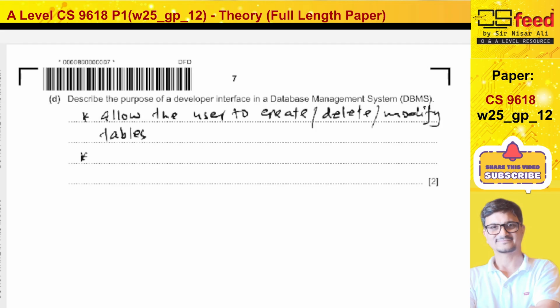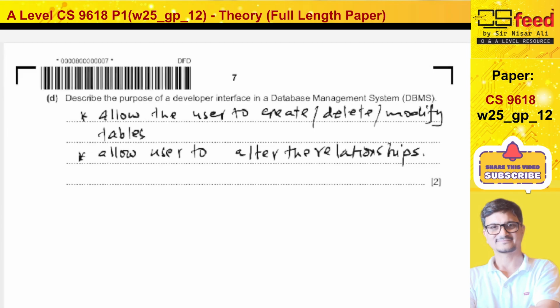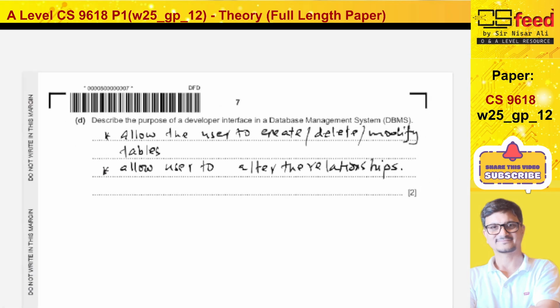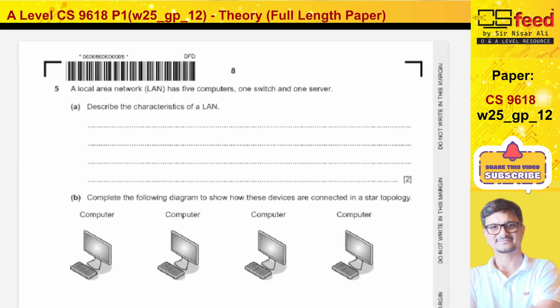And then allow the user to enter the relationships. So these kinds of things we can do. Alter or set up the relationships. Allow the user to design a report, to add a menu, to inspect the data, to create the metadata. So various things we can write over here. All right. Question number 5.